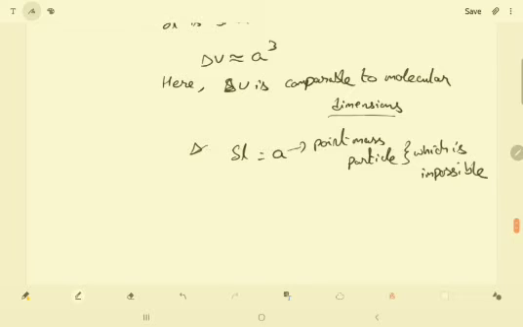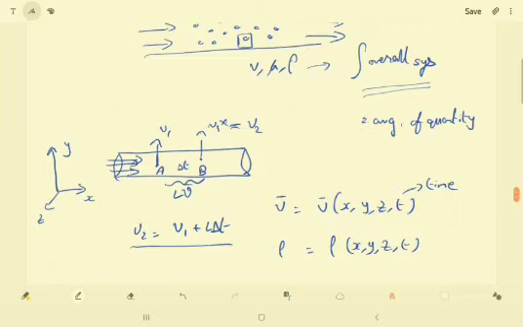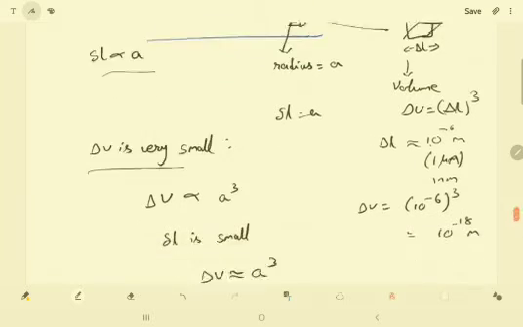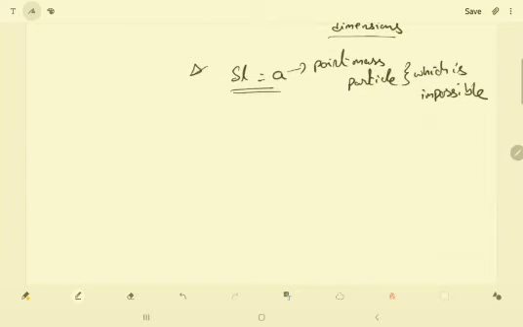Because as I previously said, we cannot find the velocities of the fluid particles at any point accurately. So if delta L equals A, then the volume shrinks to a point mass. That means we are only finding the velocity at the point A, but in general we cannot find this, so it should not be equal.